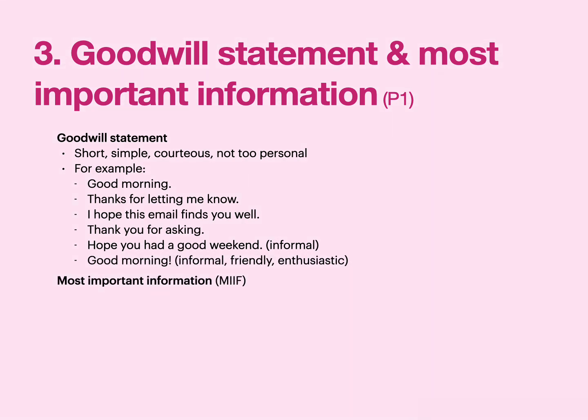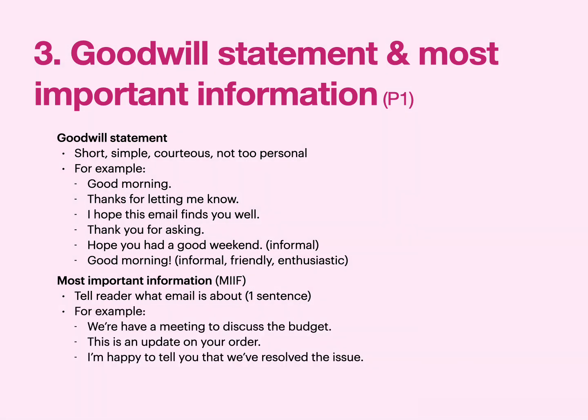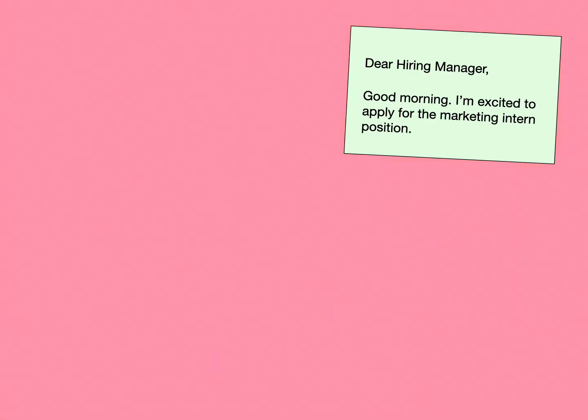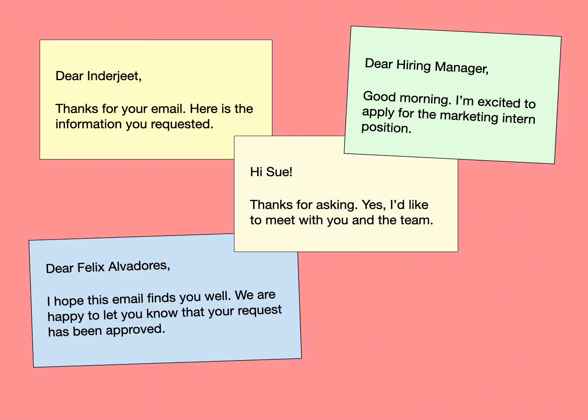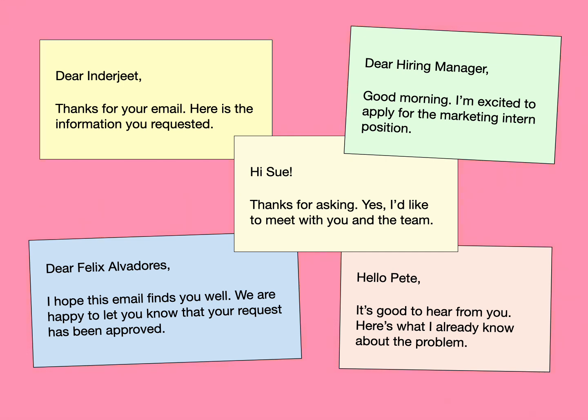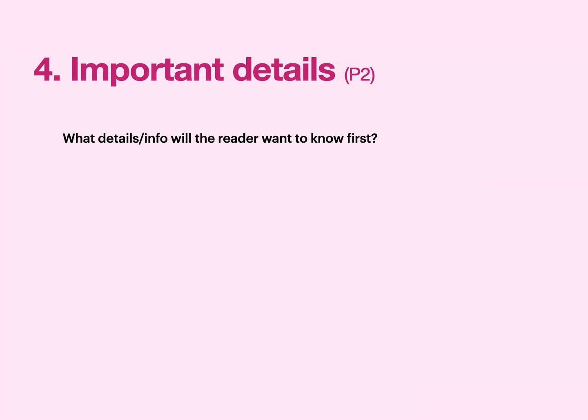Our second sentence in the first paragraph is the most important information. It's going to be similar to your subject line. Tell the reader what your email is about. And here are some examples again on the screen. You can pause this to look at them in detail. All right. Here are some examples of good greetings and first paragraphs. And again, the first paragraph you'll see has the goodwill statement and then the most important information. So again, you might want to pause this and take the time to read them. Meanwhile, I'm going to move on.